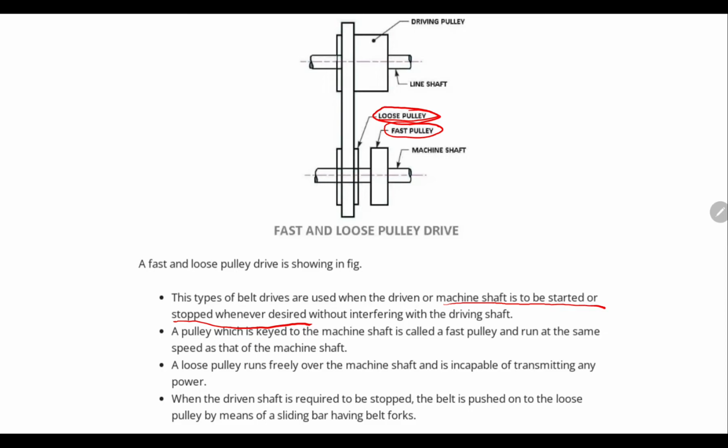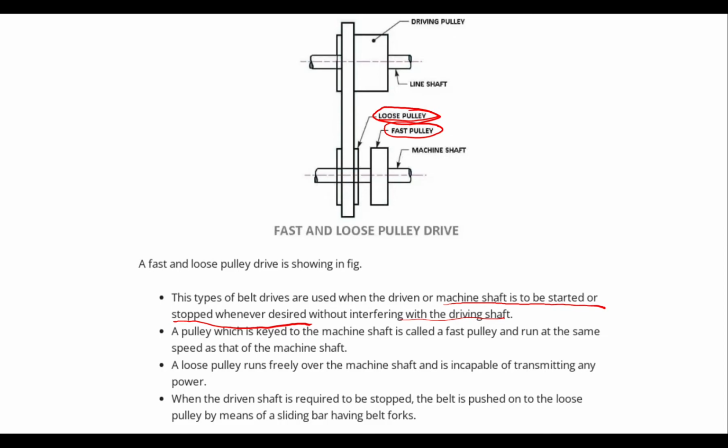If you want to stop the machine shaft whenever desired, then we can use a fast and loose pulley drive without interfering with the driving shaft. So the driving shaft is going to rotate continuously, but because of the loose pulley and the fast pulley, the driven shaft is not going to rotate.